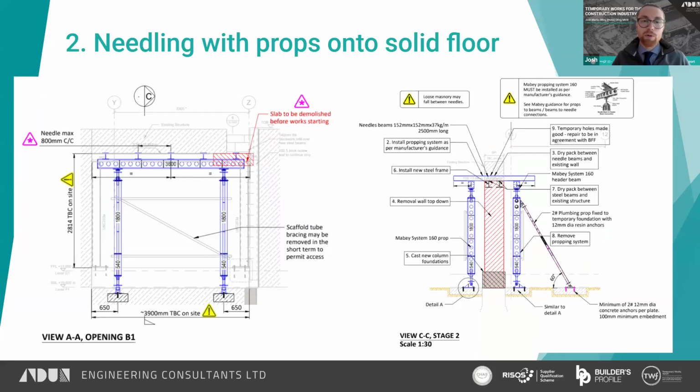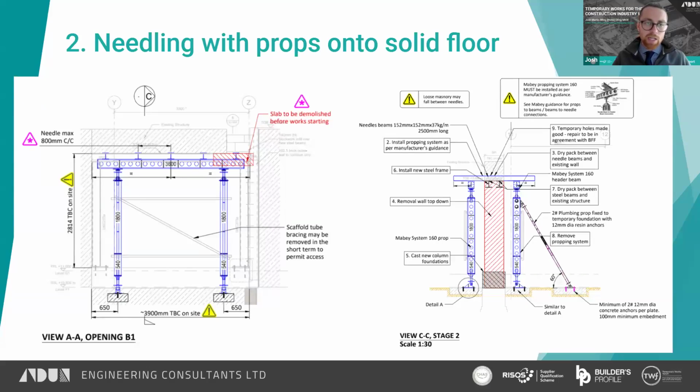An alternative to having a needle on every prop is to use a header beam between these props and then support your needles from those. So then you need fewer vertical props. The centers of the needles remain the same, which is important to ensure support to the wall, but then you have a larger opening beneath, which can assist in construction and access. And so we've got that solution shown here.